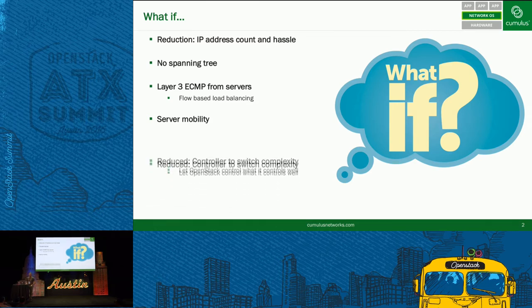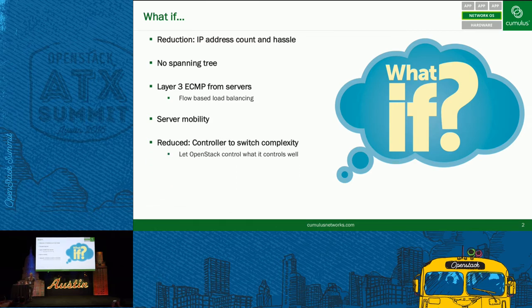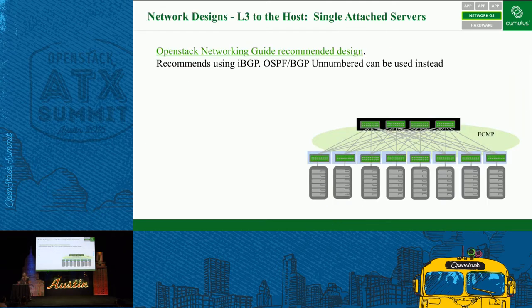So server mobility, there's a lot of different ways to approach this, right? And then reducing the controller to the fabric complexity. And then more visibility. So how do I create a way to visualize the connectivity between the compute pieces of the network, the OpenStack compute and network nodes, and the actual fabric itself?